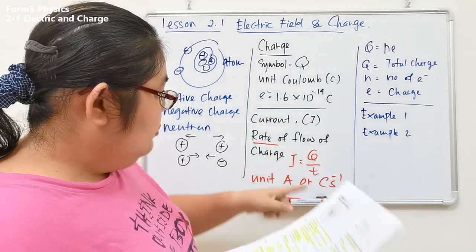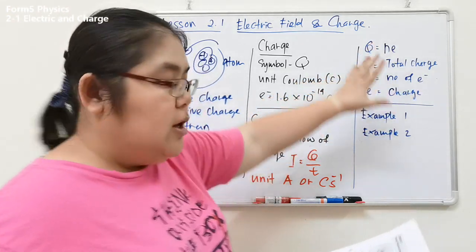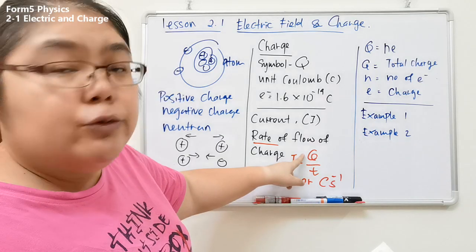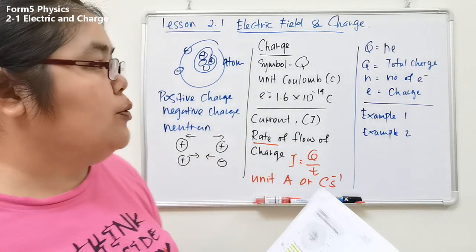The first one is I equals Q over T. The next one is Q equals NE. We can use both formulas together because both contain Q. Now we're going to see example one. We try example one.